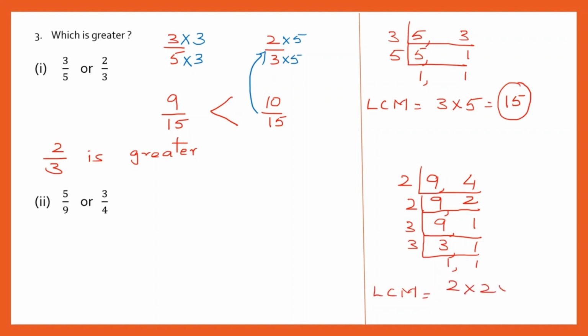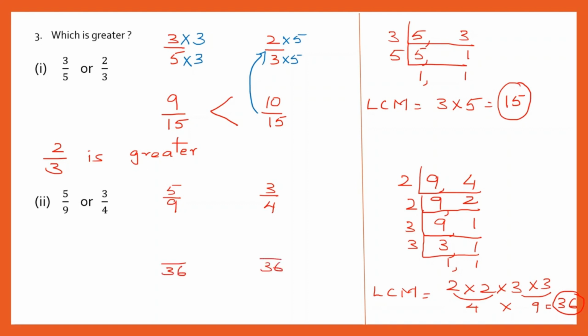2 into 2 into 3 into 3. 2 2s are 4, 3 3s are 9, so 4 9s are 36. So our LCM is 36. I'm going to use that as the common denominator. So let's write down the questions. 5 by 9 and 3 by 4. My new denominator is 36 for both the fractions.